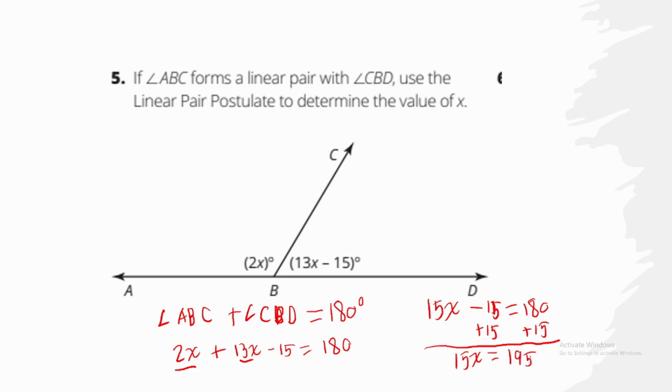Now we just need to divide. Get out your trusty dusty calculator if you need to. We say 195. We're dividing both sides by 15 here. 15 divided by 15. And we get x is equal to 13.